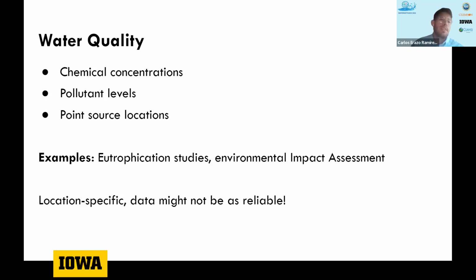So if you want to know what's happening in a particular place, examples of this are eutrophication studies, environmental impact assessments that are done across states. Understand how a pollutant concentration is moving from one point to another, and it is location specific, and so for modeling moving forward, this data might not be the most reliable. However, that is also based on the location and what kind of data observations you're making, right?